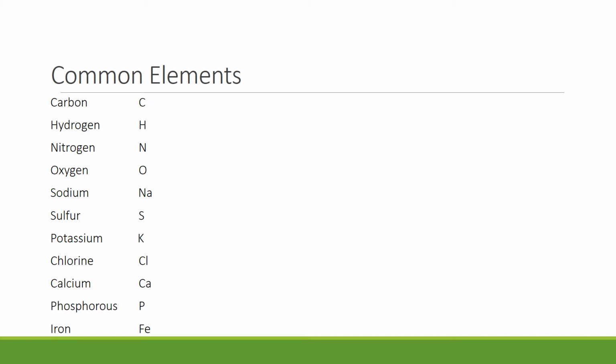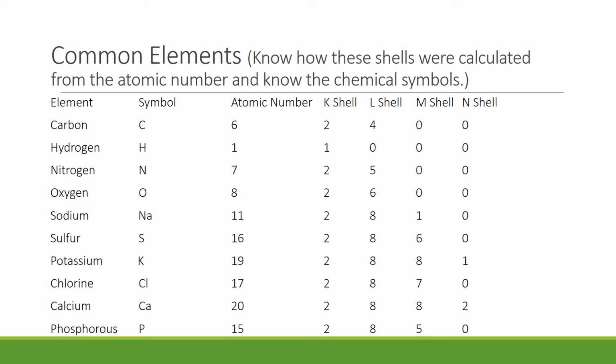Carbon is C, hydrogen H, nitrogen N, oxygen O, sodium Na, sulfur S, potassium K, chlorine Cl, calcium Ca, phosphorus P, and iron Fe. You should know how to calculate the number of electrons in each electron shell when given a chemical symbol and atomic number.